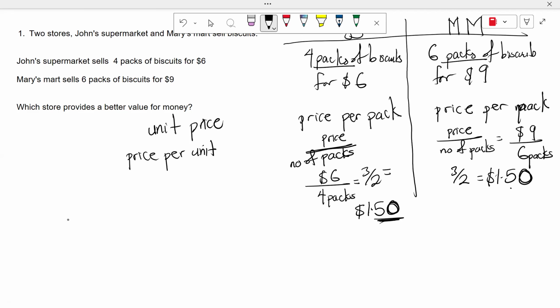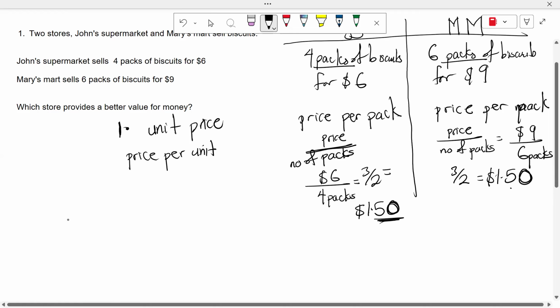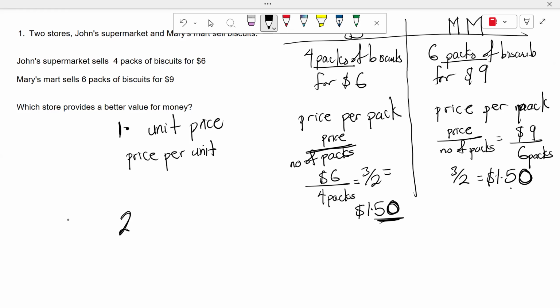You could also do it a second way. The first way is the unit price, the price per unit. And the second way is, how do I explain it, you want to know how much $1 gives you. Let's just try it and see. The unit price method is the most common way, but sometimes let's look at this one. It's still the same question.